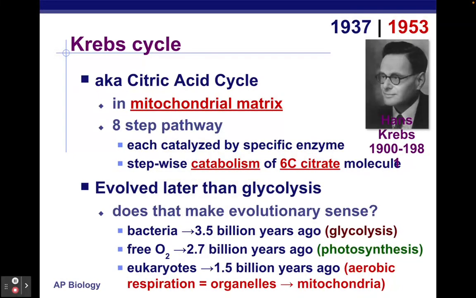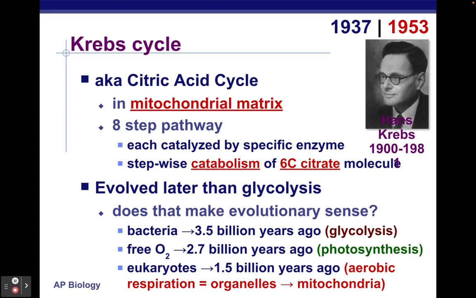All right. The Krebs cycle, also known as the citric acid cycle, occurs in the mitochondrial matrix. It's an 8-step pathway that's catalyzed by specific enzymes. By the way, this is Hans Krebs, I think. I think 1981, he lived to be 81. And the Krebs cycle is named after him. Stepwise, it's the catabolism of a 6C citrate molecule. Again, not something you need to know.